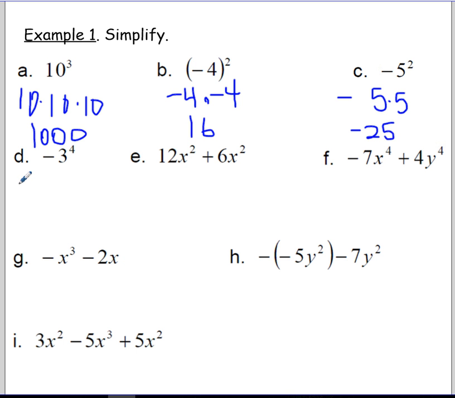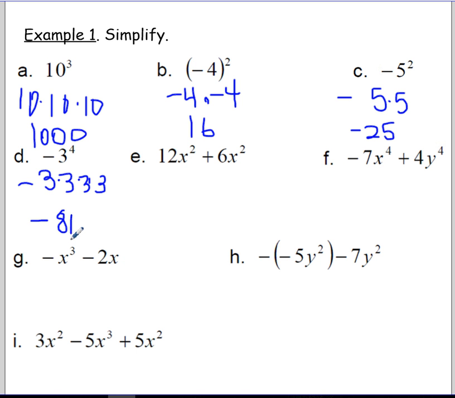For D, no parentheses again, so we have the negative of 3 to the fourth power, so 3 times 3 times 3 times 3. Make sure that you're multiplying and not adding, so the answer is not negative 12, not 3 times 4, or 3 plus 3 plus 3 plus 3. Remember, it's 3 times 3, which is 9. 9 times 3 is 27. 27 times 3 is 81.